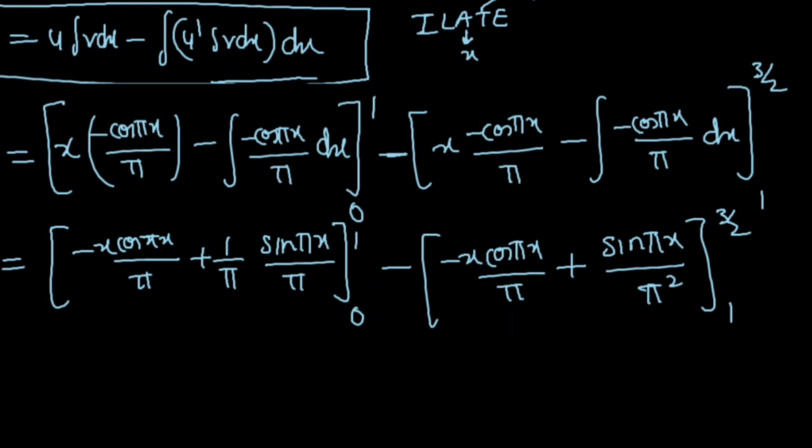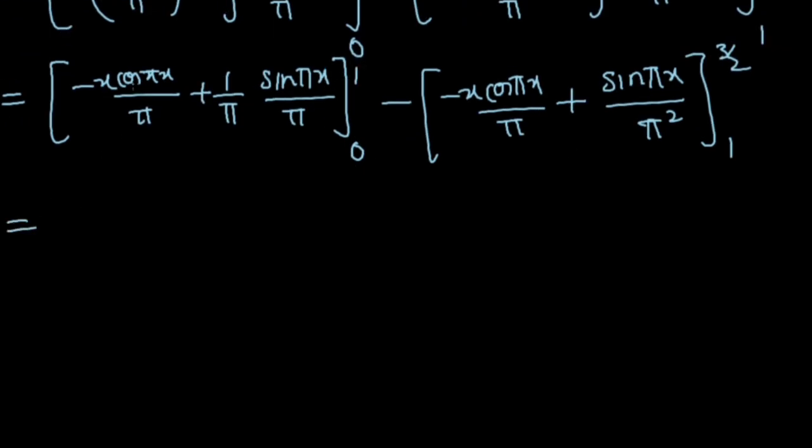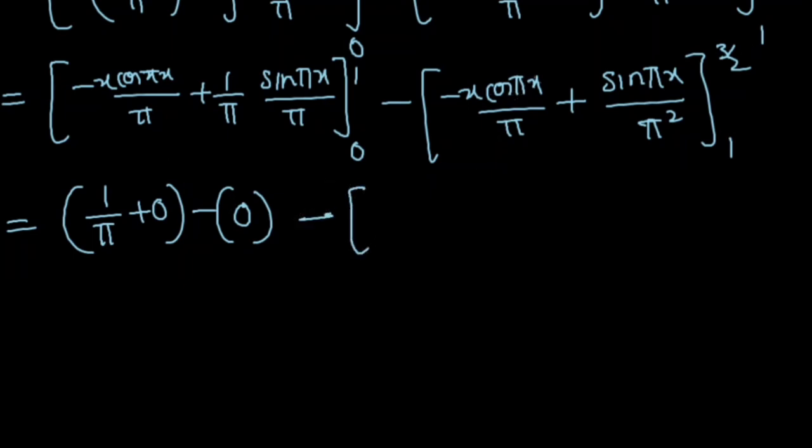Now substitute the upper limit, 1 in place of x. cos π is minus 1, minus into minus plus 1/π. sin π is 0, and 0 into something is 0, so the upper limit is done. Minus the lower limit: substitute 0 in place of x, 0 into something is 0 and sin 0 is 0, so the lower limit is also 0. Next, minus, open the bracket and substitute the upper limit 3/2. cos 3π/2 is 0, so that term is 0. sin 3π/2 is minus 1, so minus 1 by π squared, upper limit done. Minus the lower limit: substitute 1 in place of x, cos π is minus 1, so minus into minus plus 1, so 1/π. sin π is 0, so that term is 0.